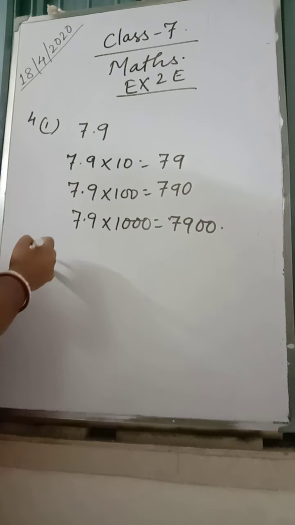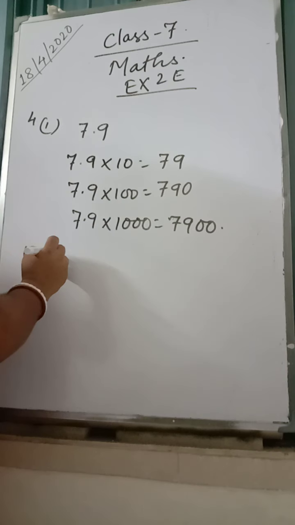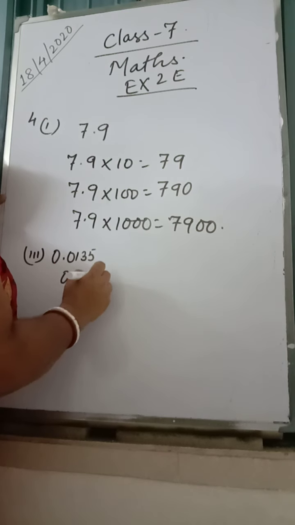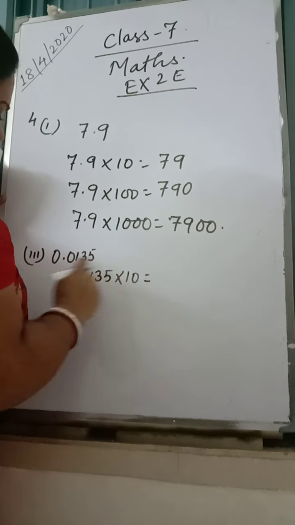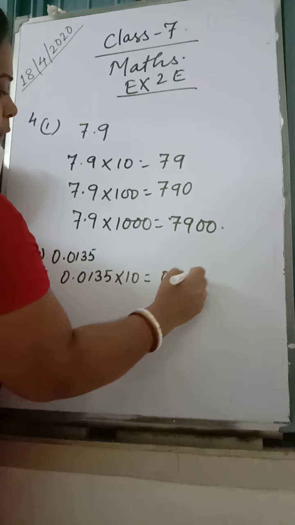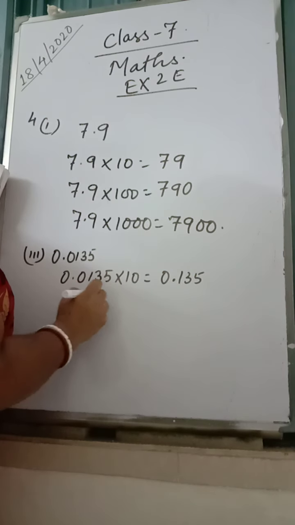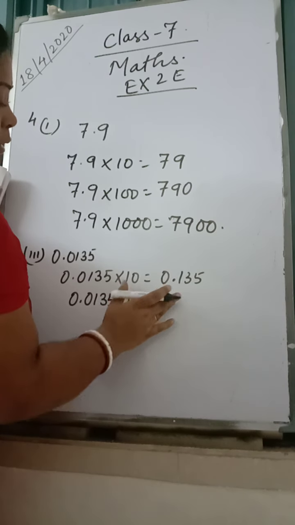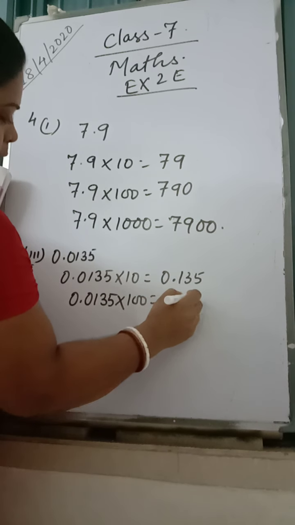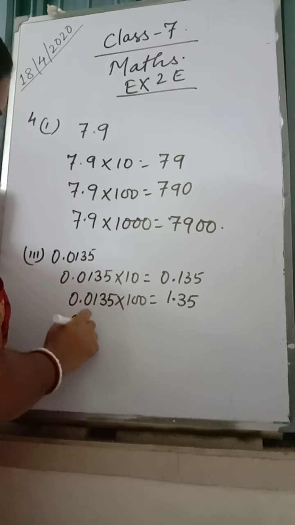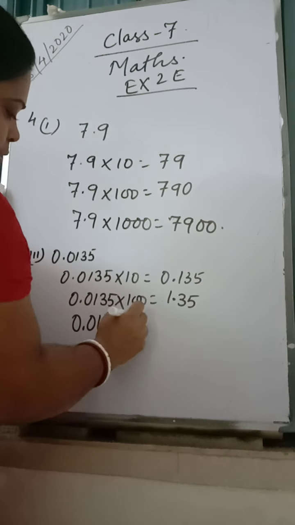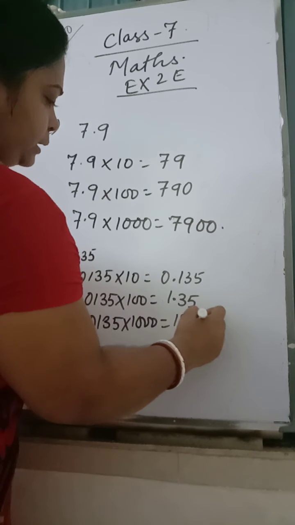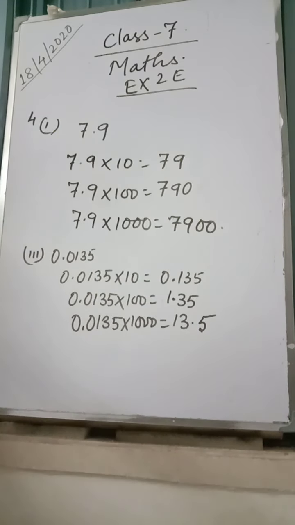Number 3, you see, it is given 0.0135. So 0.0135 into 10, the decimal will move one step forward, 0.135. 0.0135 into 100, so the decimal will move two steps forward, so it will be 1.35. And 0.0135 into 1000, so the decimal will move three steps forward, so it will be 13.5. In this way you have to do.